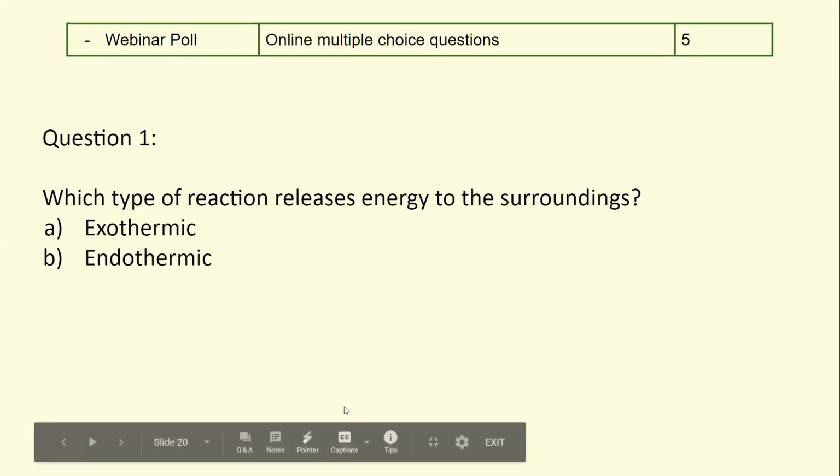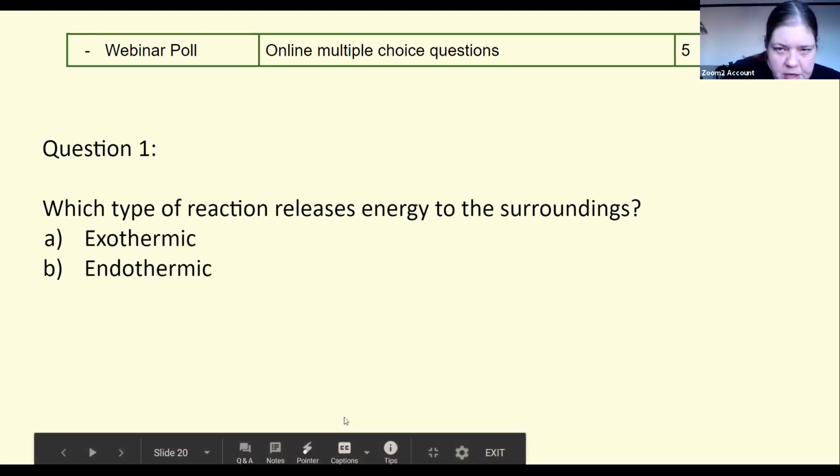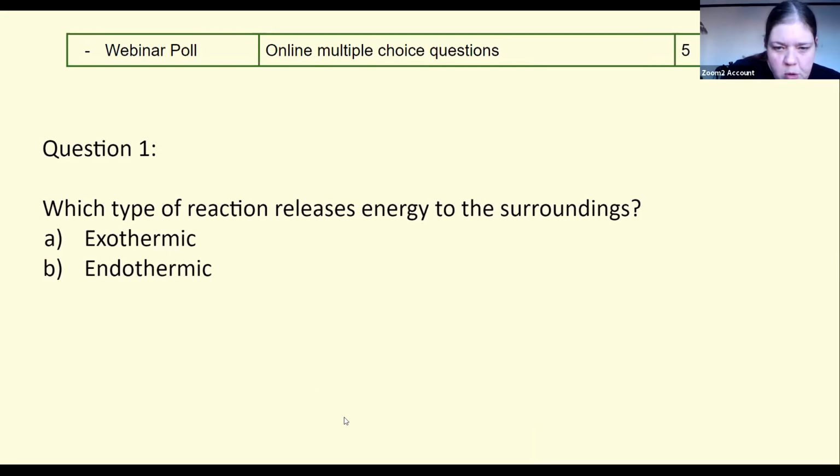I think we've got time for a poll. Okay, I've only got 2 more, I think, sir. I wanted to keep them with us. Yep, 2 more. This one, 50-50%. So what type of reaction releases energy to the surroundings? As I said before, this point gets really important in physics as well. It's a nice one.